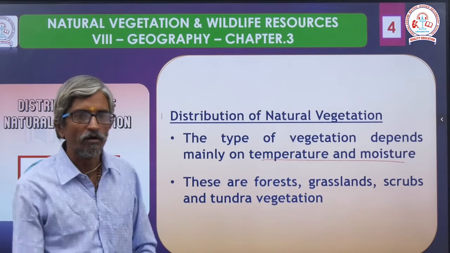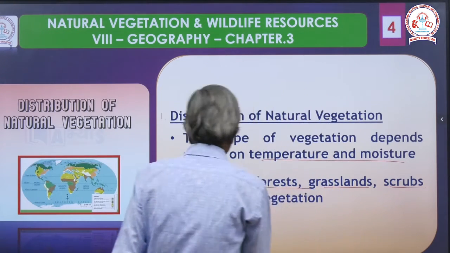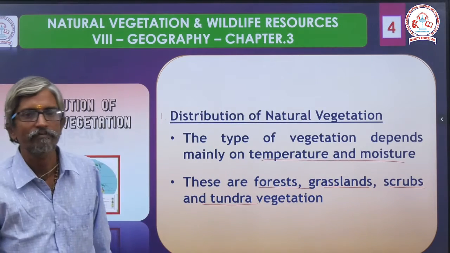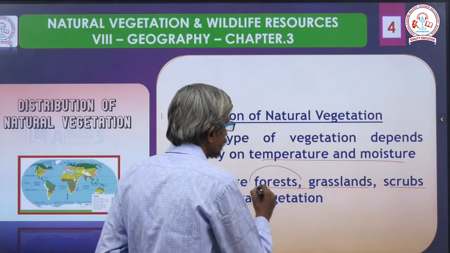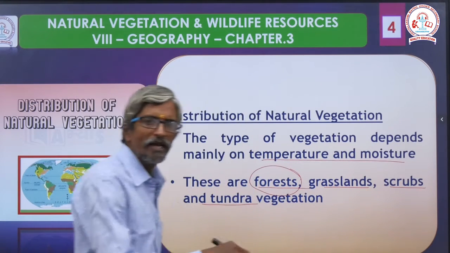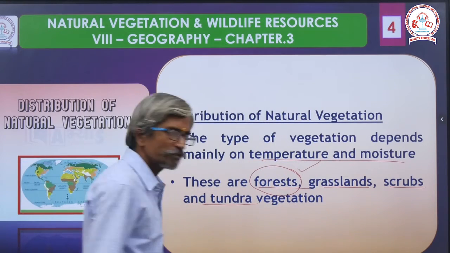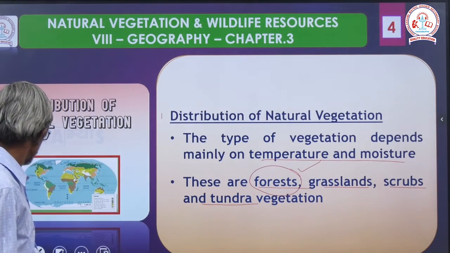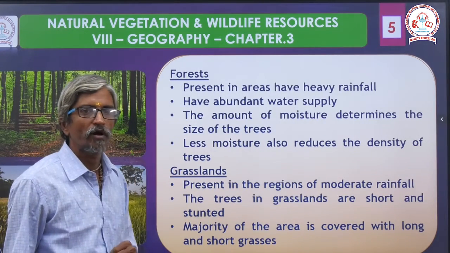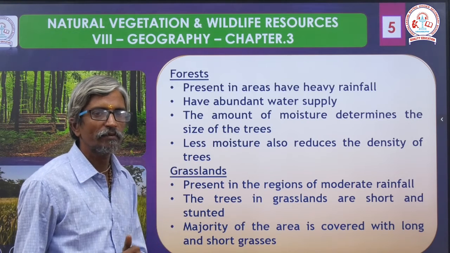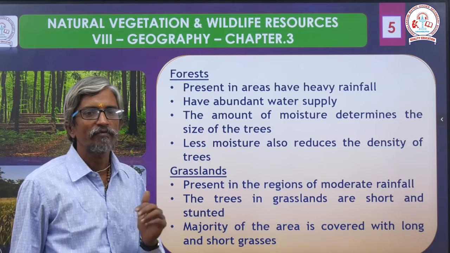These are forests, grasslands, scrubs and tundra vegetation. Clear? Again we will see what subdivisions are included in the forest. Then grassland, we will see one by one. First we are going to discuss the forest. Forest is number 1; there are 4 options we saw in the previous slide. Am I correct? Number 1 forest, number 2 grassland, number 3 scrubs and finally tundra region.